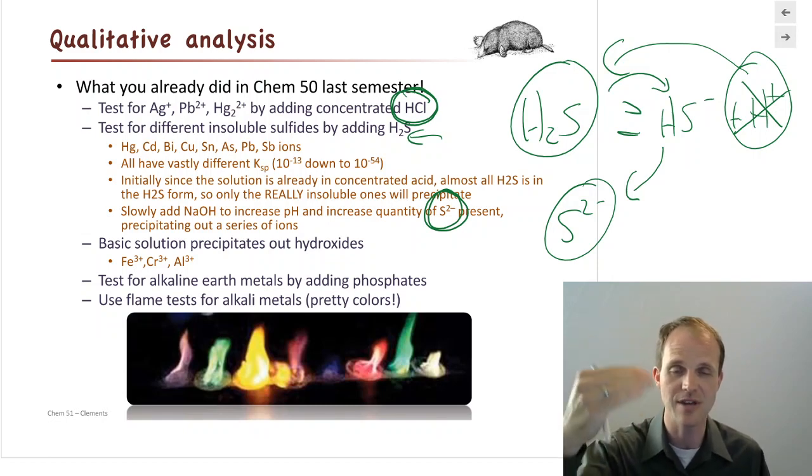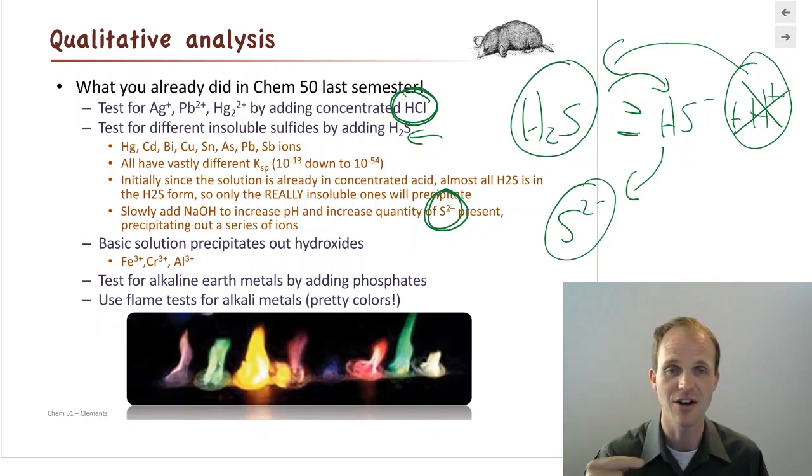As you titrate with hydroxide, you're going to form more and more S2 minus, and you just go down that list of precipitating all these different things at different concentrations. So it's a really neat way of separating out different metals that might be in a system. Now, of course, there's other ways of doing that nowadays.